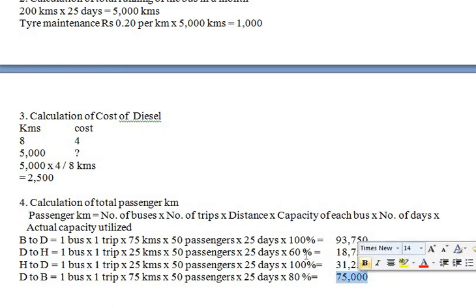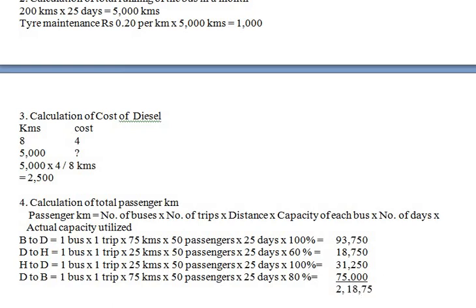Now make the total of all these. Sorry, it is 2,18,750. So this is total passenger kilometer.